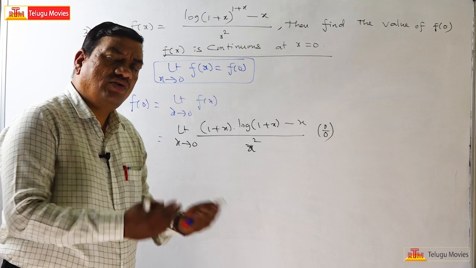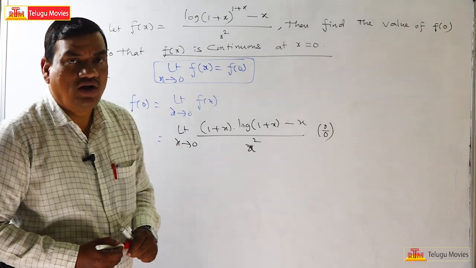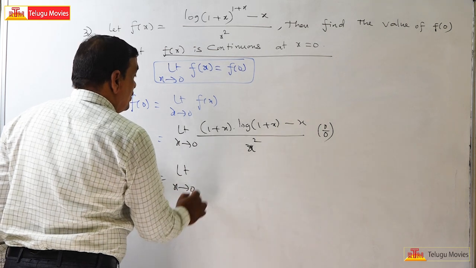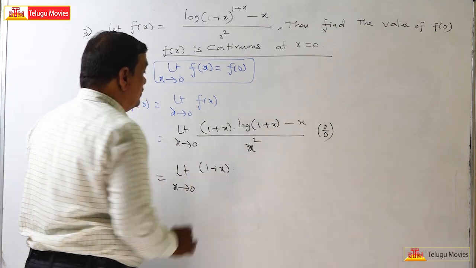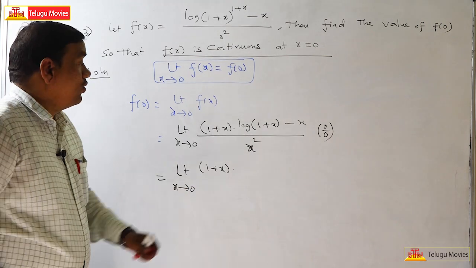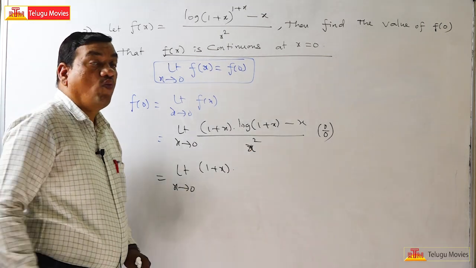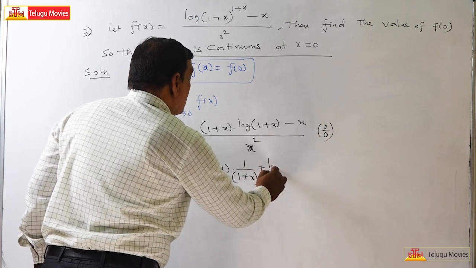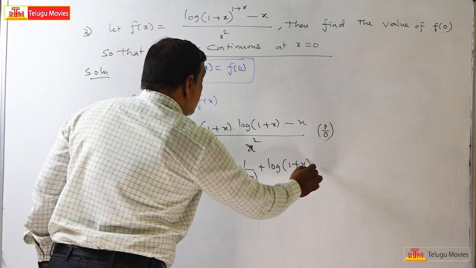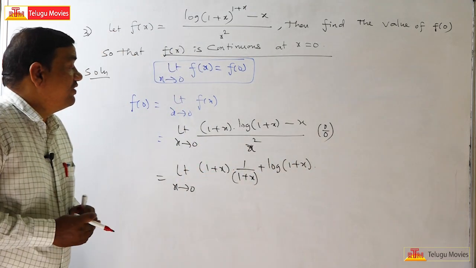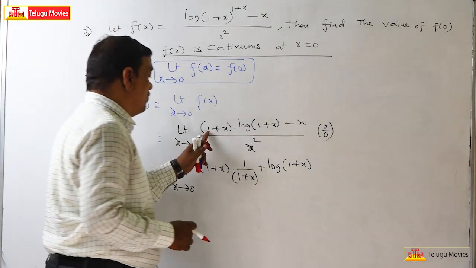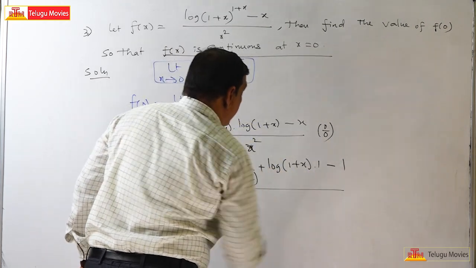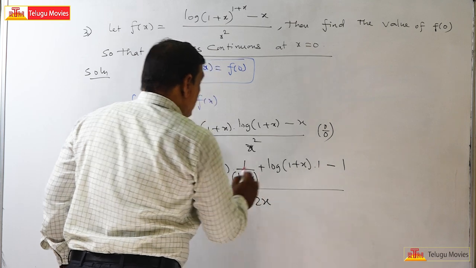So, then what we will do? We will apply the L'Hopital rule. So, limit x tends to 0. This is a u into v formula: 1 plus x into log of 1 plus x means what? 1 by x. That is, 1 plus x plus log of 1 plus x into 1 plus x derivative, which is equal to how much? 1. So, here 1 plus 0, minus x derivative is 1, divided by x square derivative is 2x.